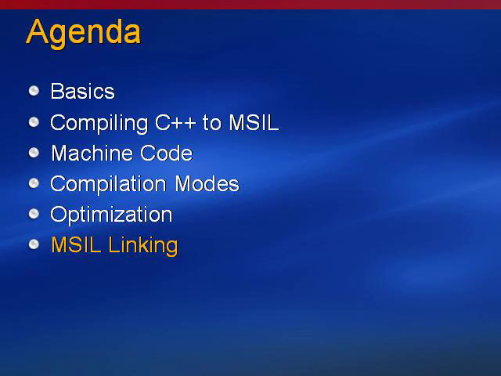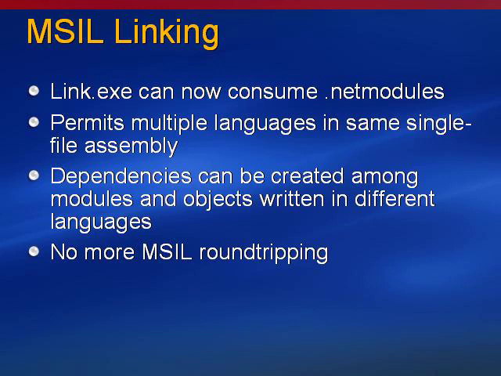So the last thing I want to discuss is MSIL linking, and this is a really great feature. Link.exe can now consume .NET modules. Whereas previously, if you wanted to have multiple languages in the same assembly, you had two options. The first option was you compile them all to different .NET modules, and you use al.exe to put an assembly manifest into one of them, and then you ship all the .NET modules along with whatever assembly that contains the manifest.